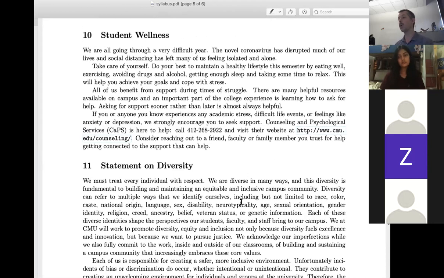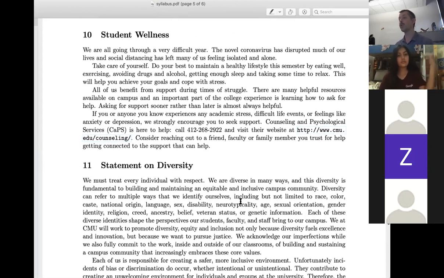With regard to student wellness, we're going through a very difficult year. And coronavirus has left a lot of people feeling isolated and alone and really screwed everything up. And we're going to take this into account.